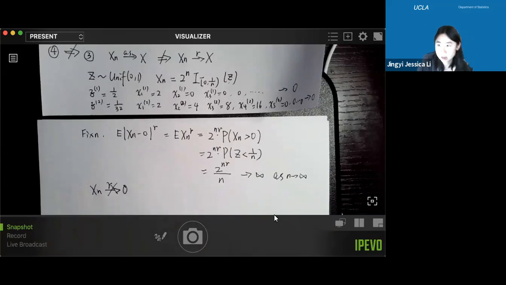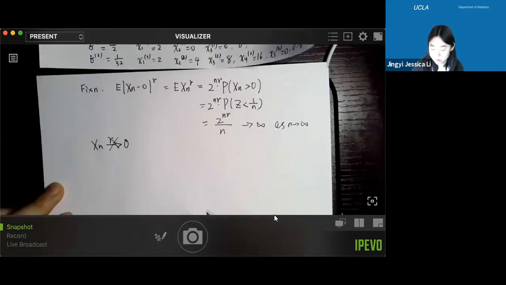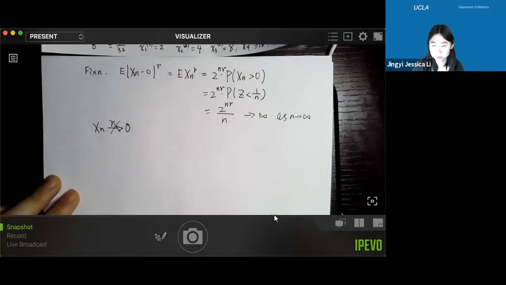To summarize, we said that convergence in law cannot imply any of the later three. So convergence in law is just by itself. It's the weakest convergence. And convergence in probability or convergence in the rth mean, neither of them can imply convergence almost surely. And finally, convergence almost surely will not imply convergence in the rth mean either. So basically, I'm going to give you a diagram to show the relationship between those four things.